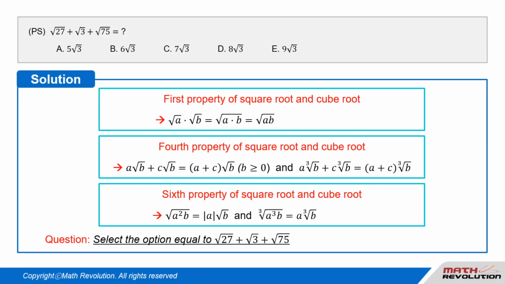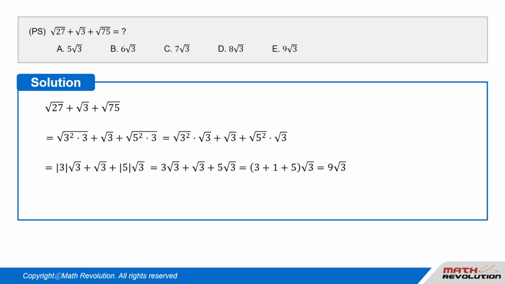We are required to select the option that is equal to square root of 27 plus square root of 3 plus square root of 75. Square root of 27 plus square root of 3 plus square root of 75 equals square root of 3 squared times 3 plus square root of 3 plus square root of 5 squared times 3, equals square root of 3 squared times square root of 3 plus square root of 3 plus square root of 5 squared times square root of 3.